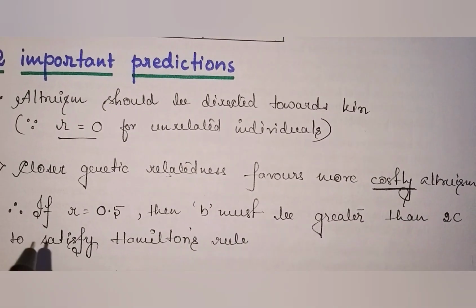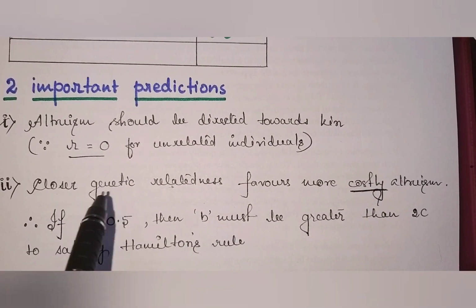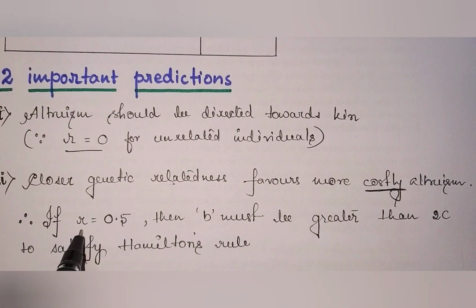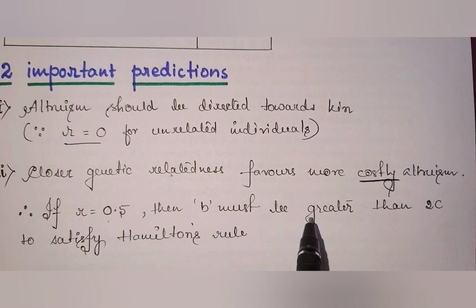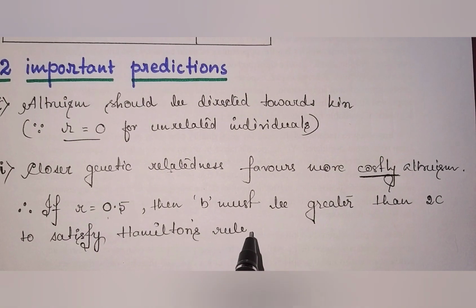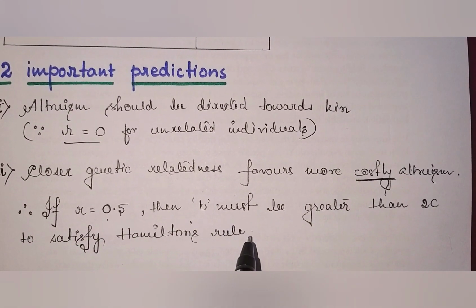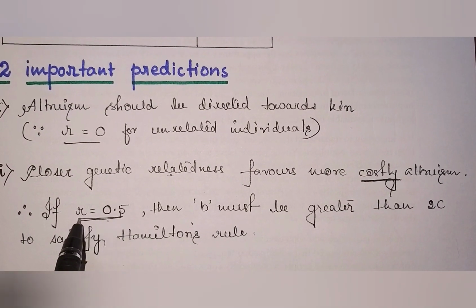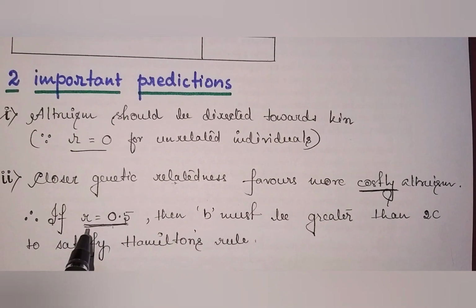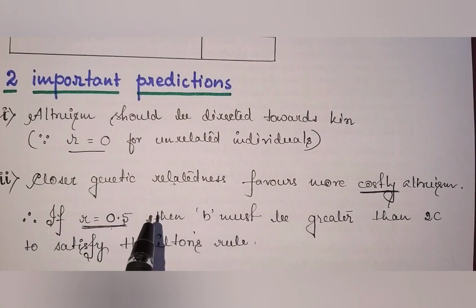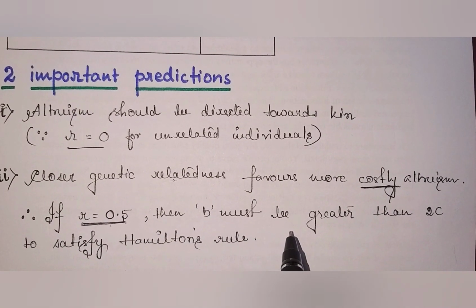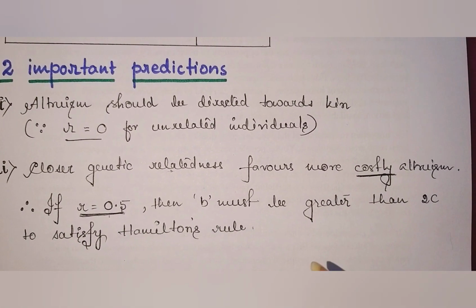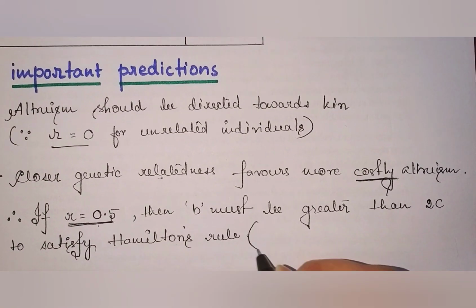Altruism becomes very costly if the genetic relatedness is very close. Therefore, if R is equal to 0.5, then B must be greater than 2C to satisfy Hamilton's rule. Right? This one you will have to keep in mind. If R is 0.5, that means if they are closely related, own brothers and sisters or parents and offsprings, then B is definitely greater than 2C to satisfy the inequality of Hamilton's rule. To satisfy this inequality, right?